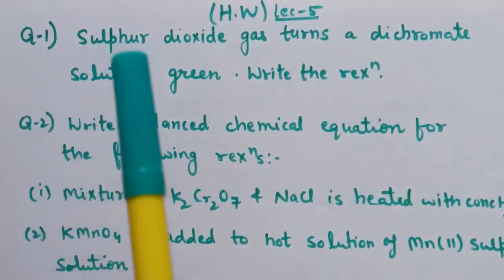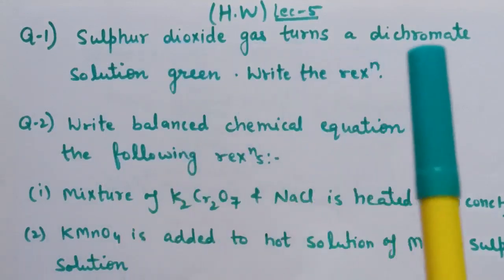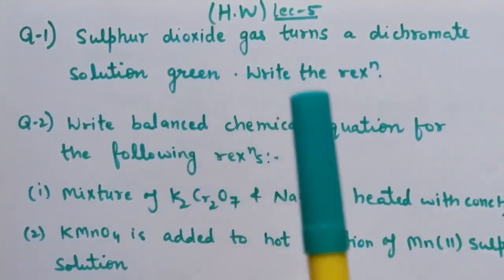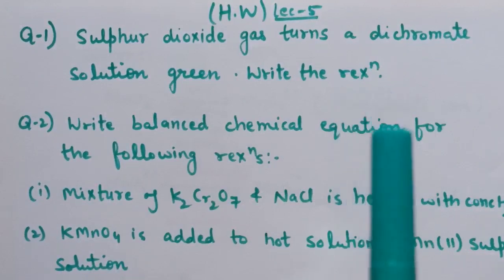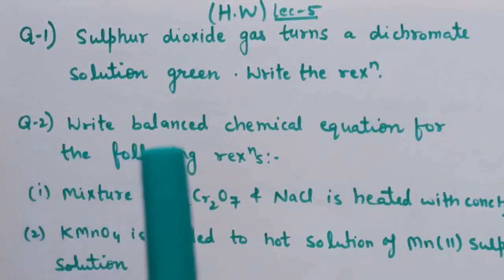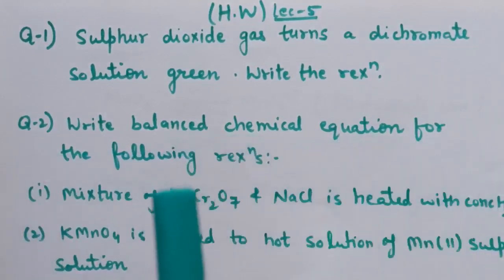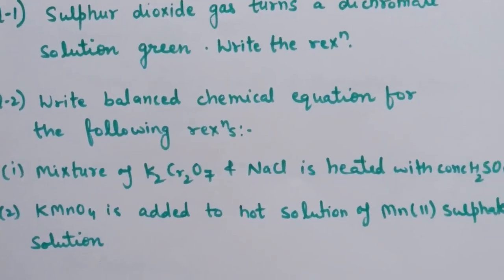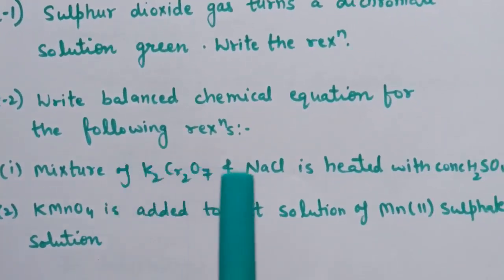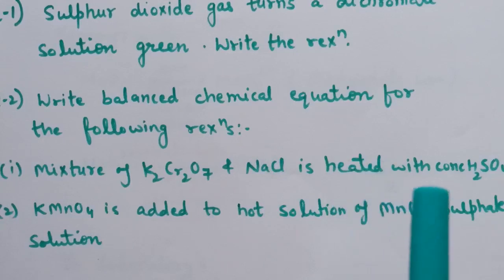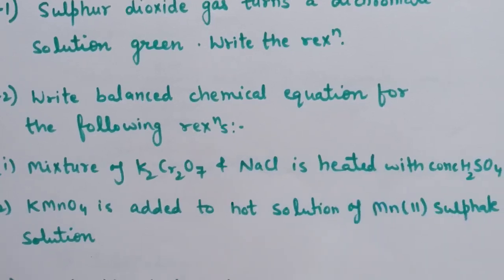Question number 1. Sulfur dioxide gas turns a dichromate solution green. Write down the reaction. This is the first question. Question number 2 is write balanced chemical equation for the following reactions. First is mixture of K2Cr2O7 and NaCl is heated with concentrated H2SO4. So you will write down the balanced chemical equation.